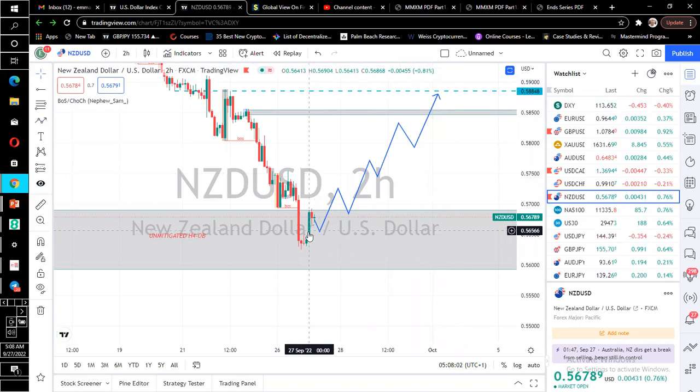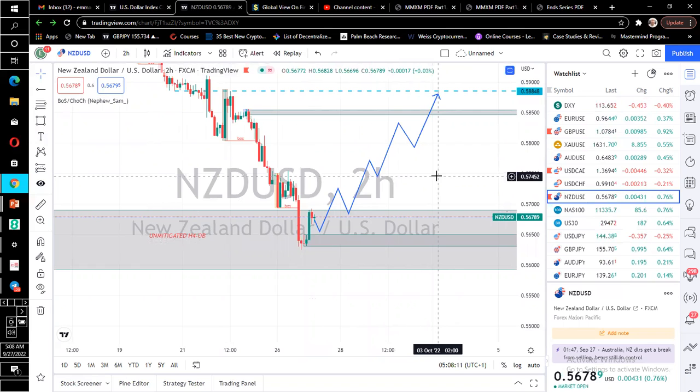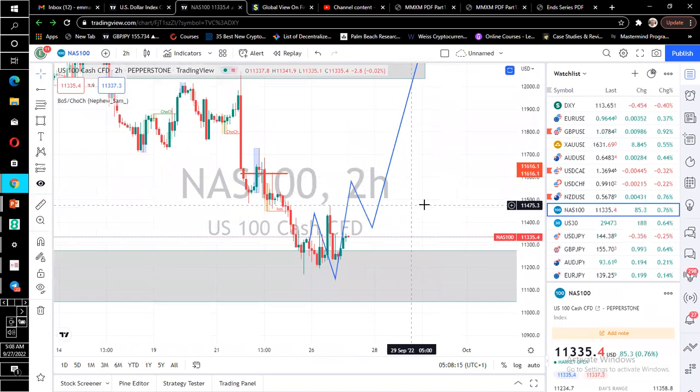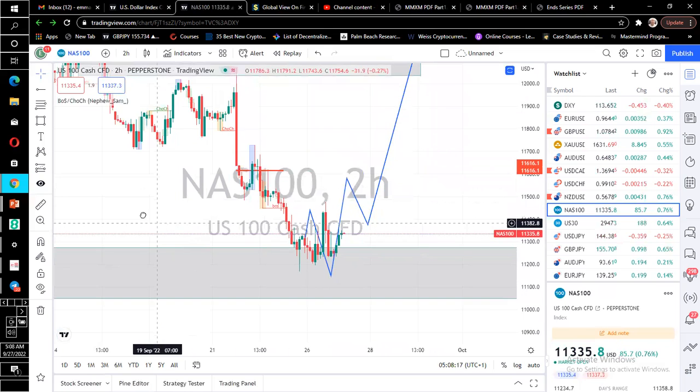So this is what I'm expecting from this market. We go to lower time frame. This is another block already. So going straight to the next one, which is Nasdaq.